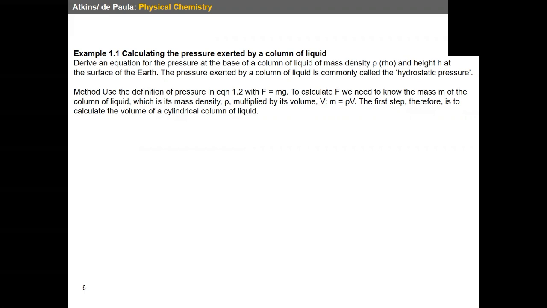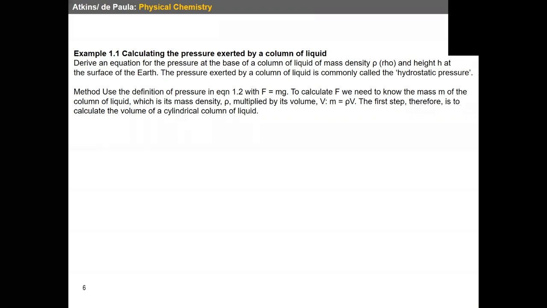Okay, so let's solve some simple examples together. Example 1.1, calculating the pressure exerted by a column of liquid. Derive an equation for the pressure at the base of a column of liquid of mass density rho and height h at the surface of Earth. The pressure exerted by a column of liquid is commonly called the hydrostatic pressure.